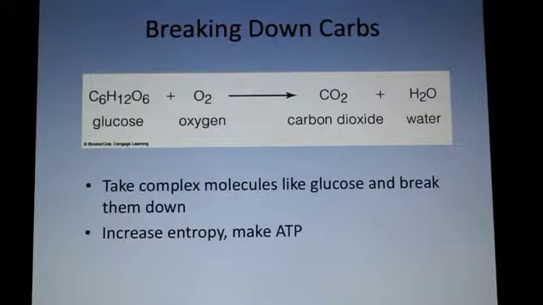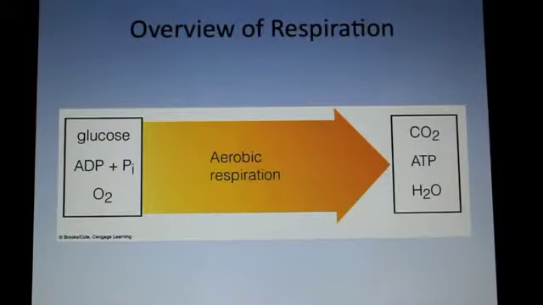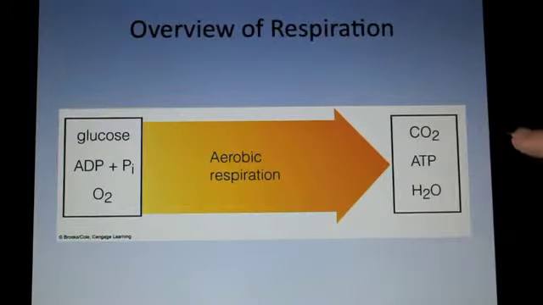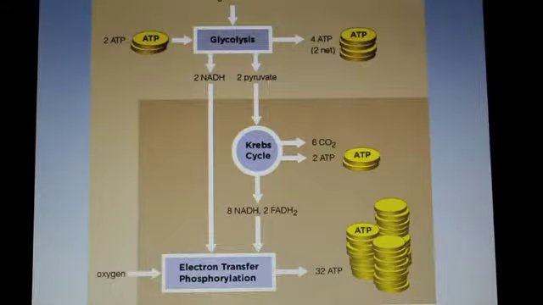Now everything undergoes respiration, even plants. Plants make their sugars with photosynthesis, but they break down some of them in order to keep the plant going. So, overview of respiration: glucose, ADP, and oxygen turns into carbon dioxide, ATP, and water. Here is a cartoon showing you an overview.